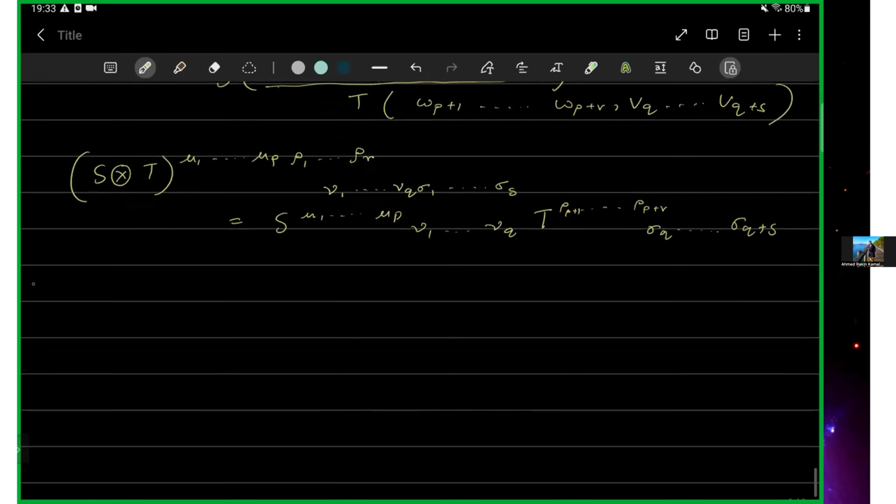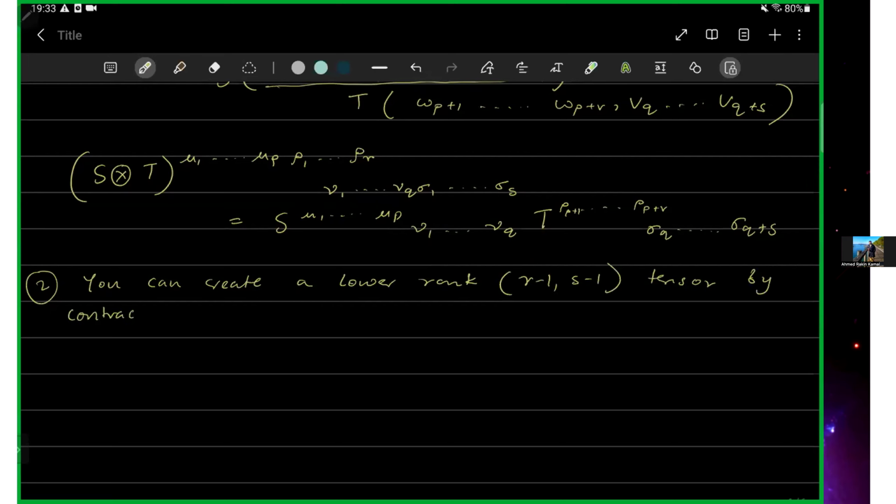Now, the second operation that we can do is we can lower the rank, and you can create a lower rank (R minus 1, S minus 1) tensor by contraction.